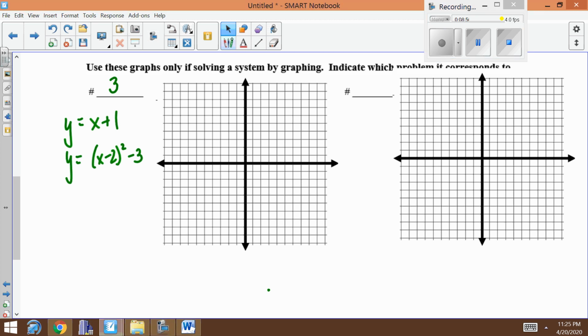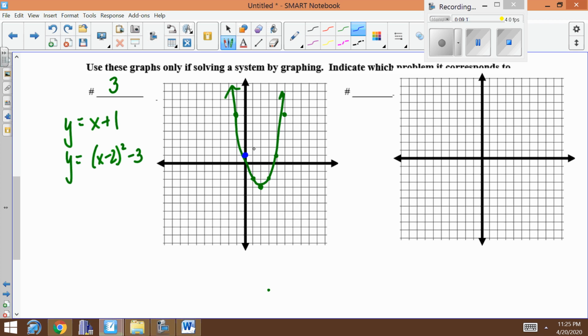So let's graph both of these. Typically, a lot of times I like to graph my parabola first, so I'm going to go to the right 2 and down 3. Not that it really matters. I just think it's easier to draw a parabola without a bunch of other stuff on there. There's no stretches, compressions, or reflections here, so it's our regular parent function shape. Then I'm going to graph the line.